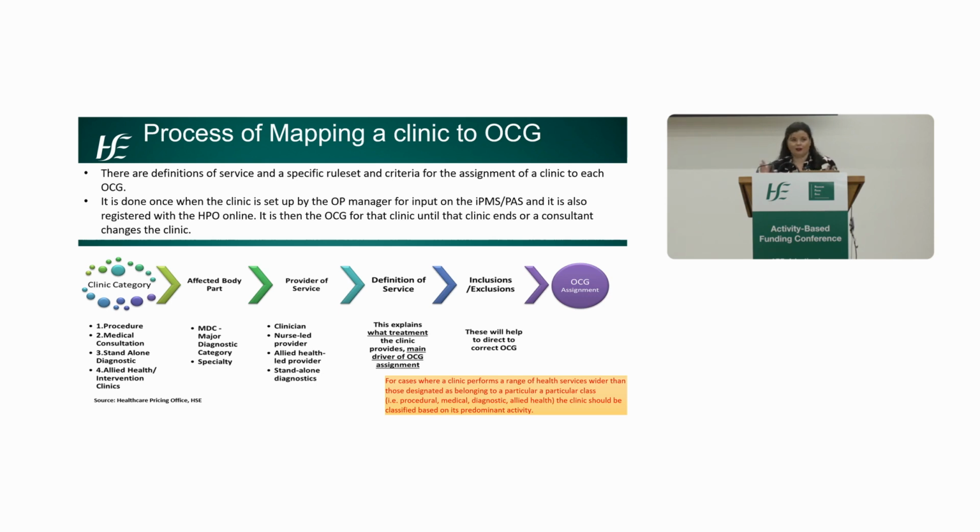There'll always be the outliers. There'll always be the 1% around the edge where the clinic performs a range of different health services within that clinic. And the designation then becomes more difficult. In that case, you're looking at the predominant activity. If the predominance of the activity is procedural and there's a little bit of medical consultation at the side, that's the secondary activity. The predominance is the procedural activity. If you have a medical consultation and maybe a physio comes in and that's the secondary activity, the predominance is the medical consultation. So just be aware that there are rule sets around what actually assigns your OCG.